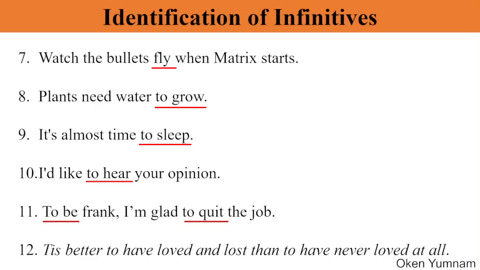It is better to have laughed and lost than to have never laughed. Yes, this is infinitive in the perfect form. Never just includes negative, but the verb is to have laughed. So these are the infinitives. This is how we identify infinitives.